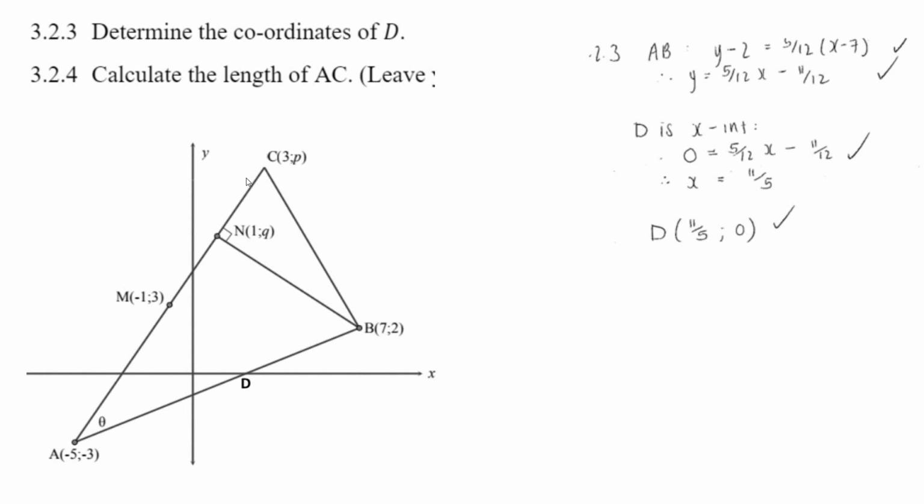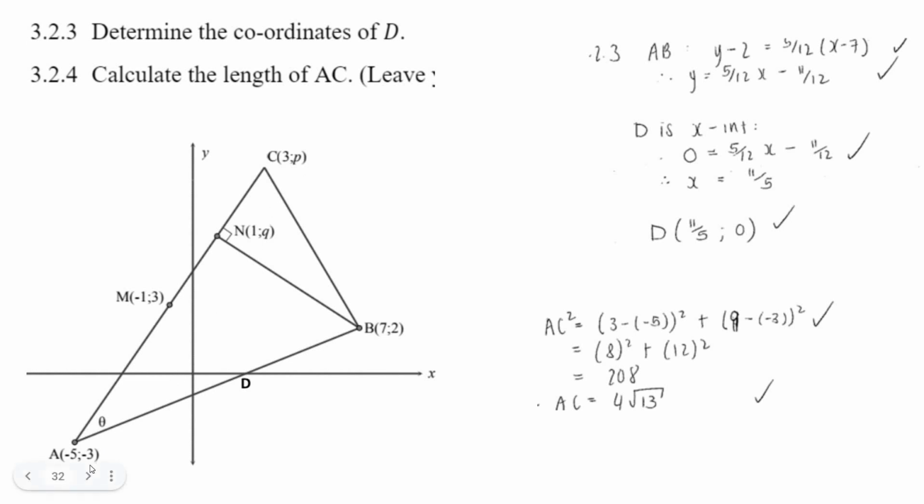Calculate the length of AC. Well, we know P is 9. They told us that, and we figured it out. So you just put it in the distance formula. Subtract the x-coordinates, 3 plus 5, and then 9 plus 3, 8 squared plus 12 squared. It's 208 is AC squared, so AC is the root of 208. And I think they said leave it in surd form. So there's your answer for root 13. There you go.